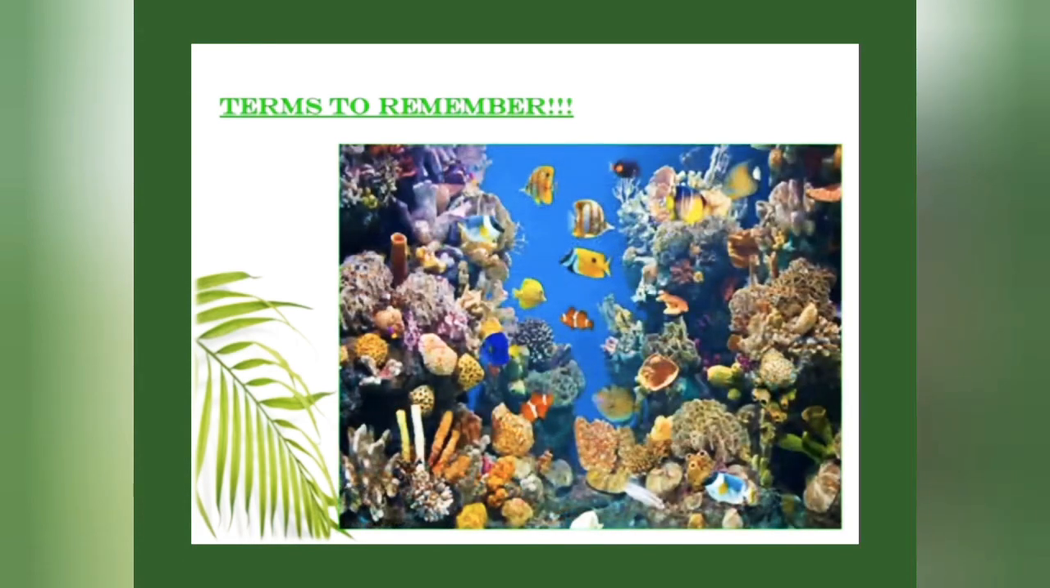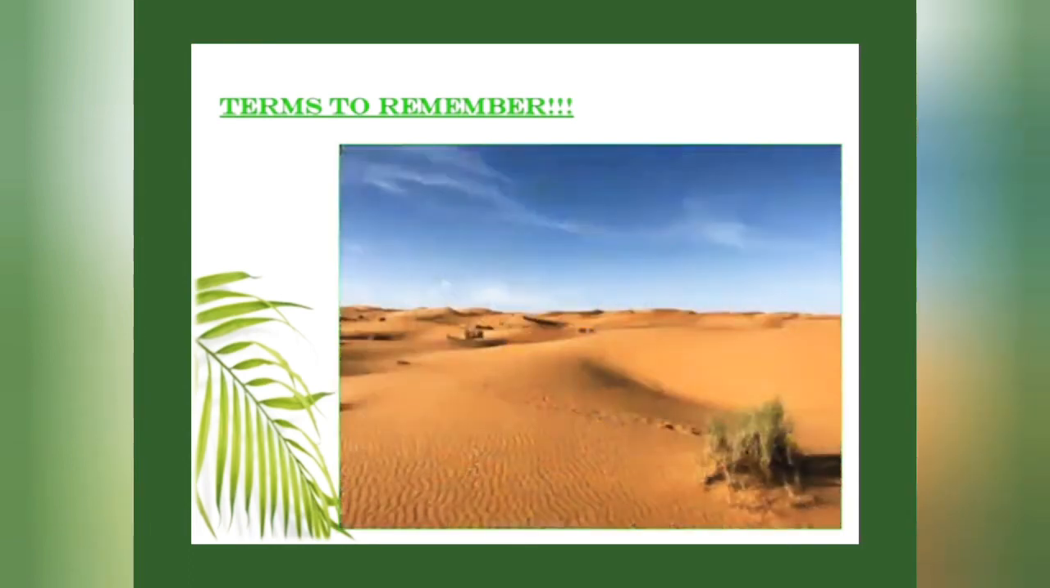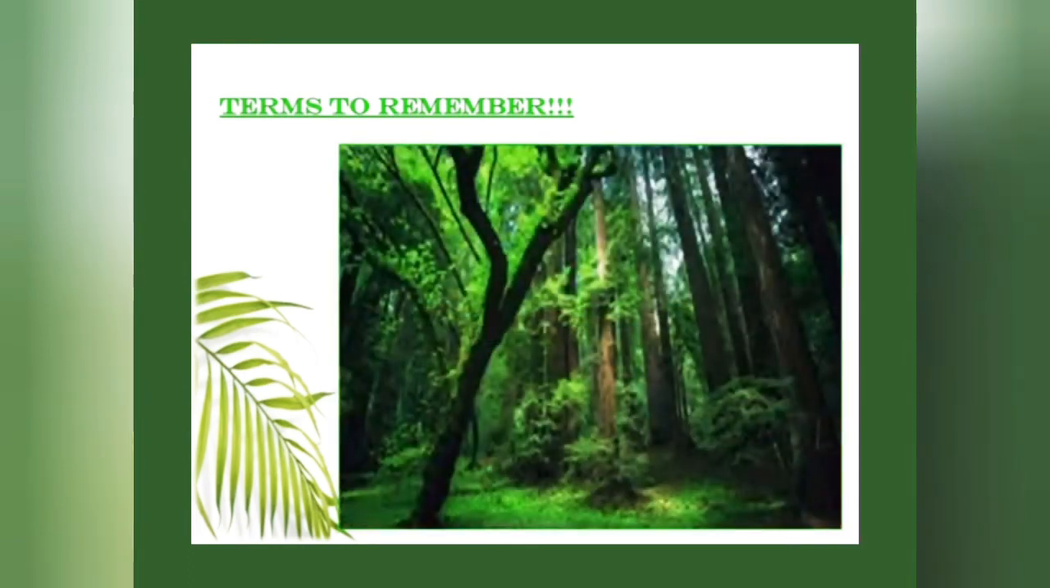Examples are the aquatic ecosystem, which is a body of water, a community of living organisms that are dependent on each other in a body of water; the desert ecosystem; and the forest ecosystem.